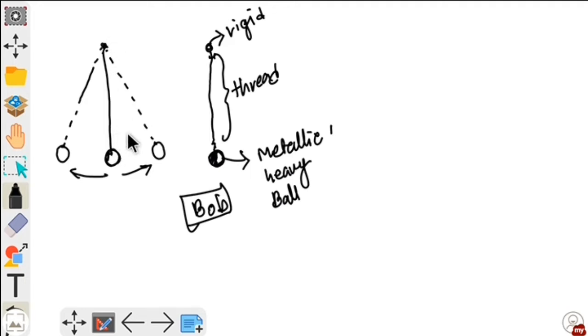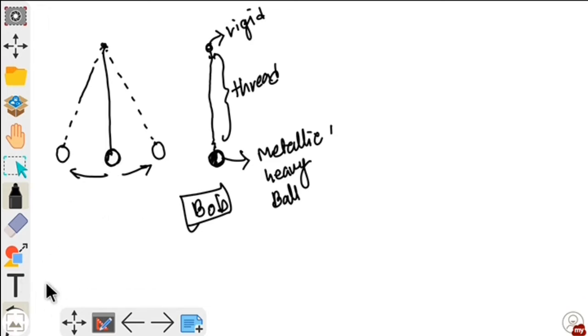If you change the length, then the timing changes. So this is called a pendulum, and the motion back and forth is called periodic motion. It can also be called oscillatory motion.